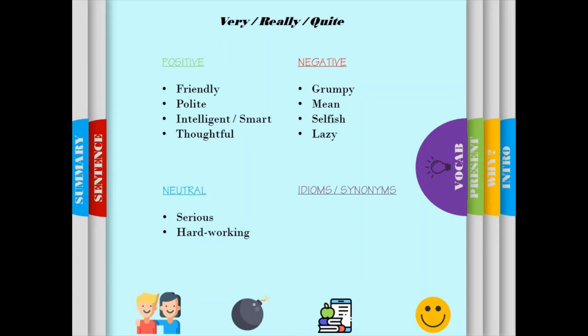And the last category here is the idioms and synonyms. So these are very important to sound like a native speaker.